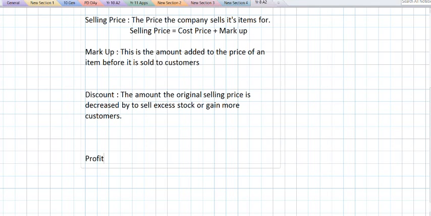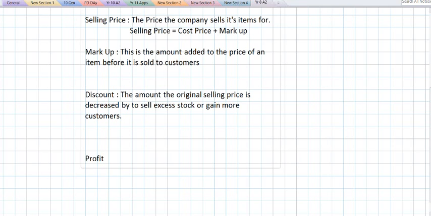Why do companies make it more? Can't they just have it the same? Because if they buy it for $5 and then they sell it for $5, they'll be getting that money back. They will, but remember it costs companies money to pay staff, to pay for electricity, to pay for the buildings. And remember they want to make a profit too, because the people that own the companies want to make a profit. So that's why they put the markup on. That's how they make a profit.